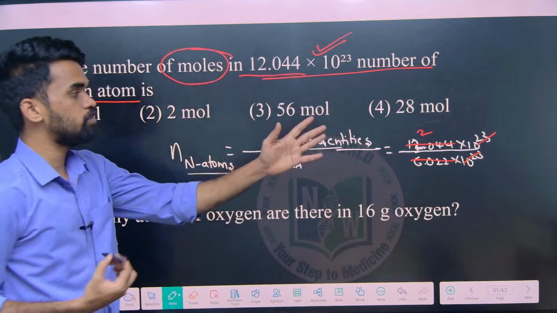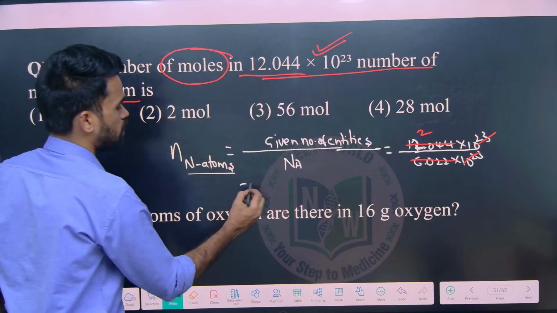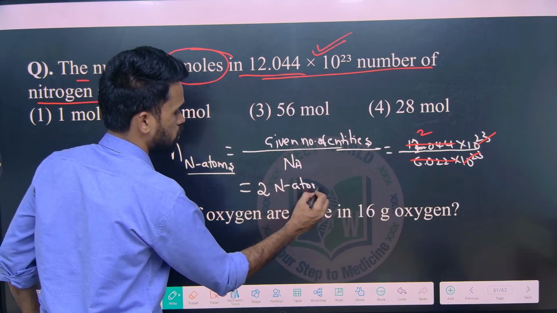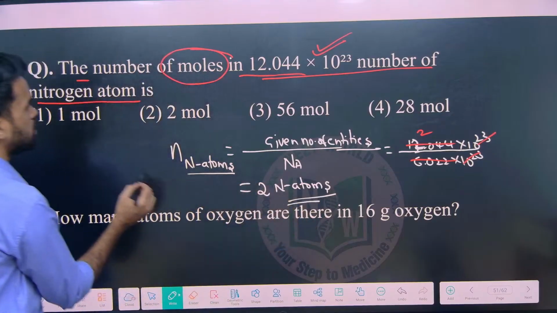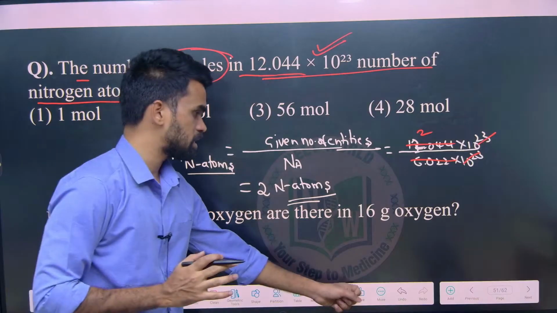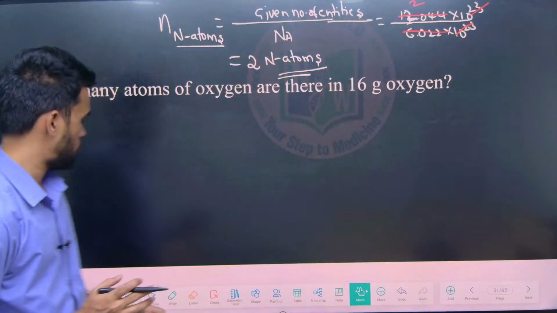Now how many moles did we get finally? 2 moles of nitrogen atoms. Okay, remember this. So where do we have it? Second option. Is whatever we discussed clear? Can you do the next question which I have mentioned here?